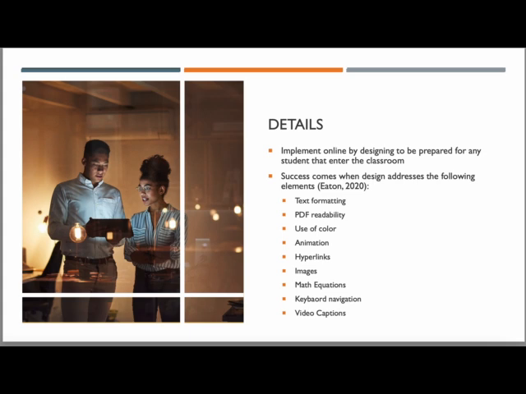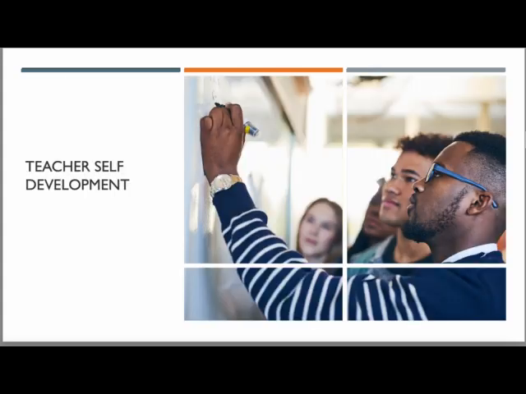Success comes when the design addresses the following elements, and then there's a list of all the elements that one needs to consider. This is specifically noted in an article by Eaton, where the author discusses how accessibility needs to be considered and shows that in these areas, it is most successful when a designer takes it into consideration.